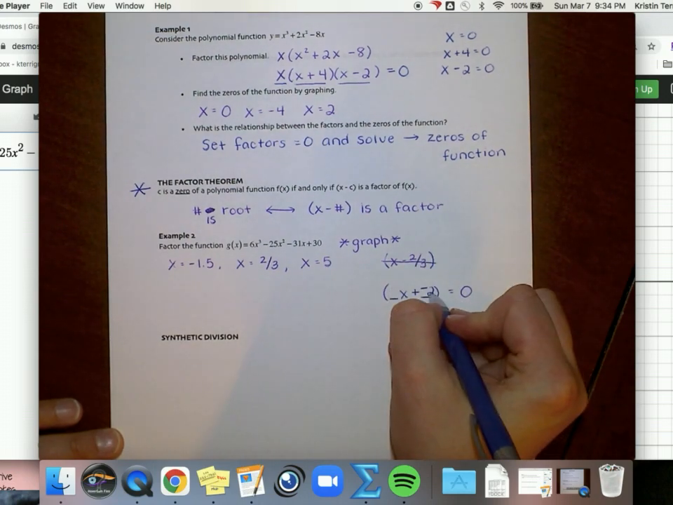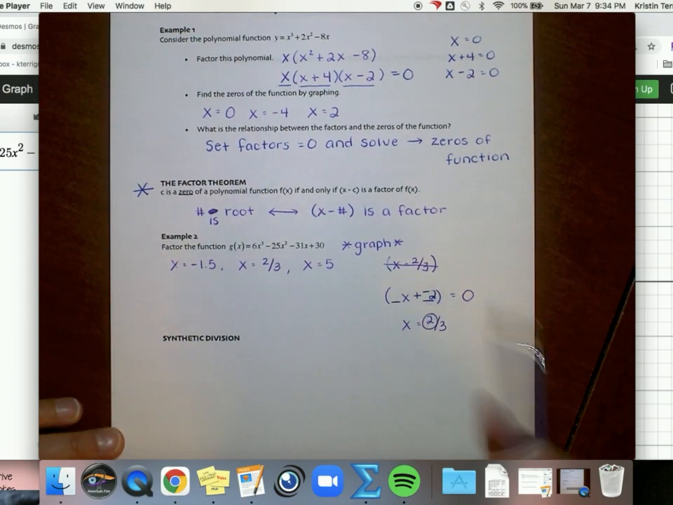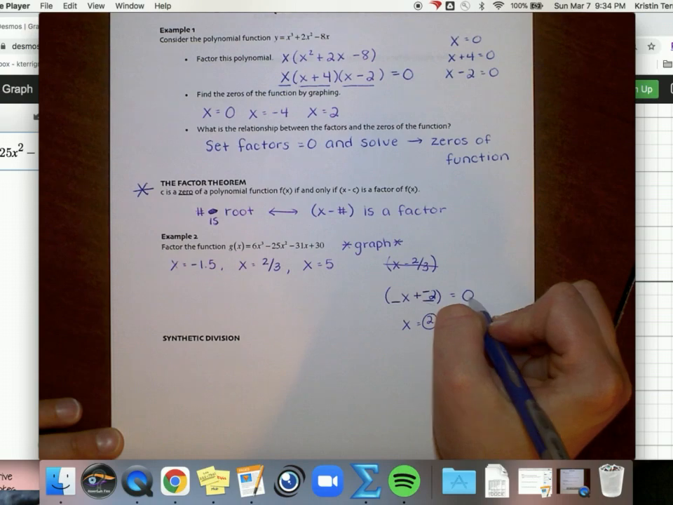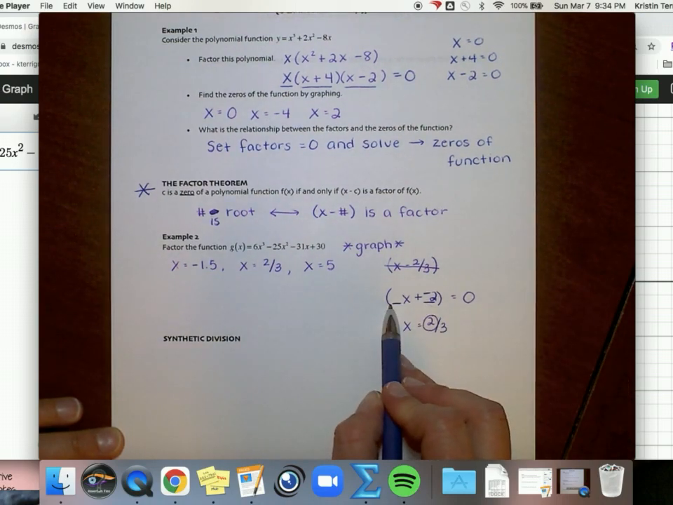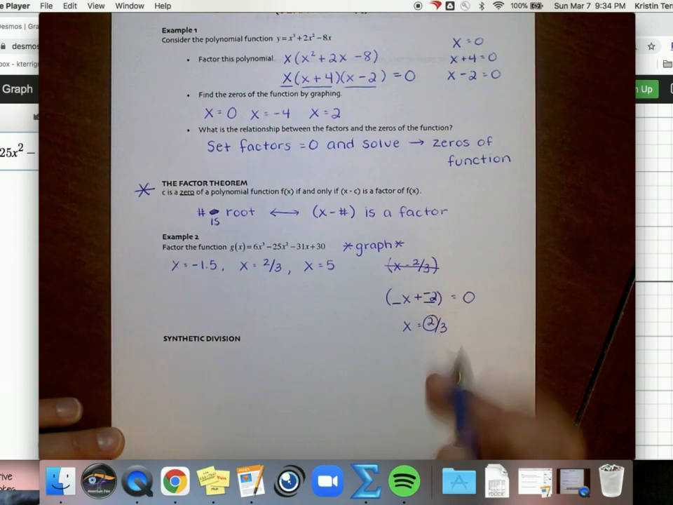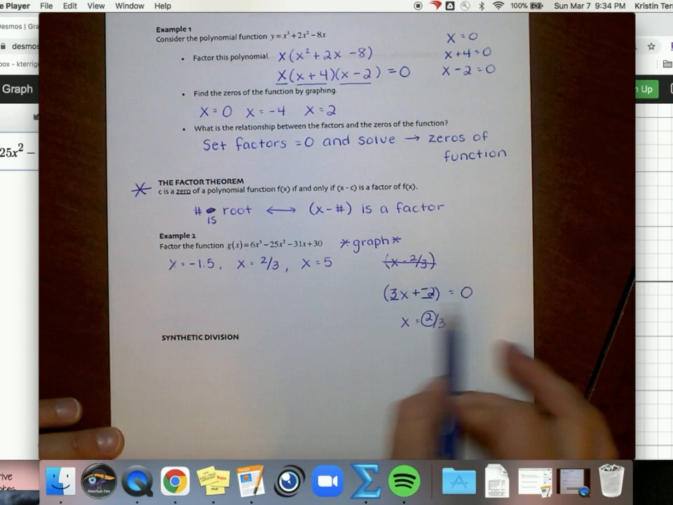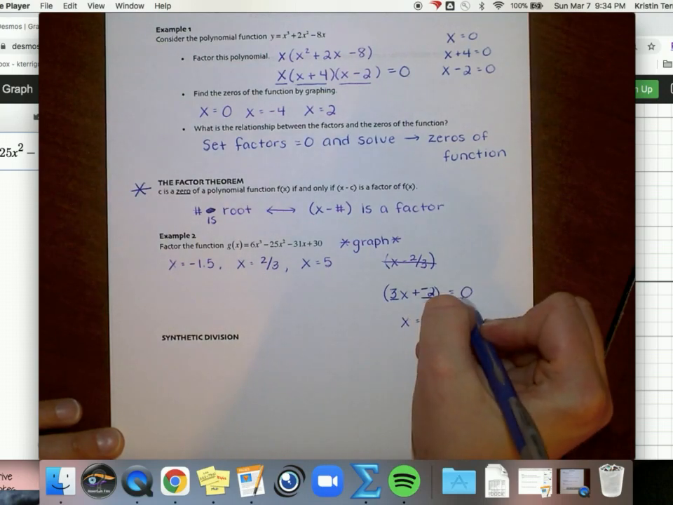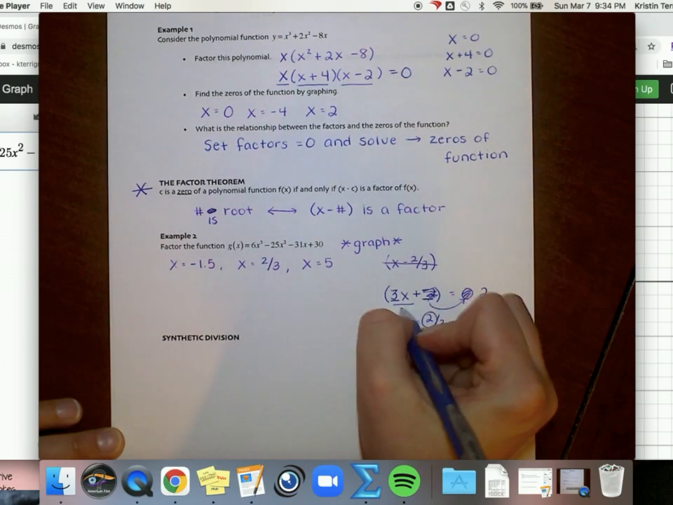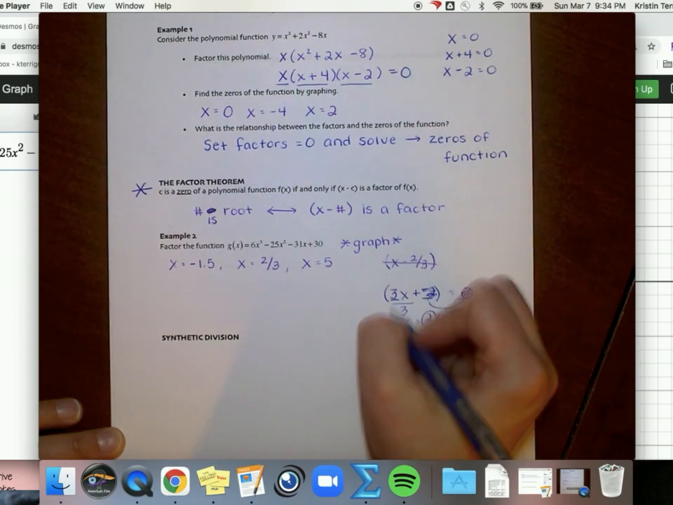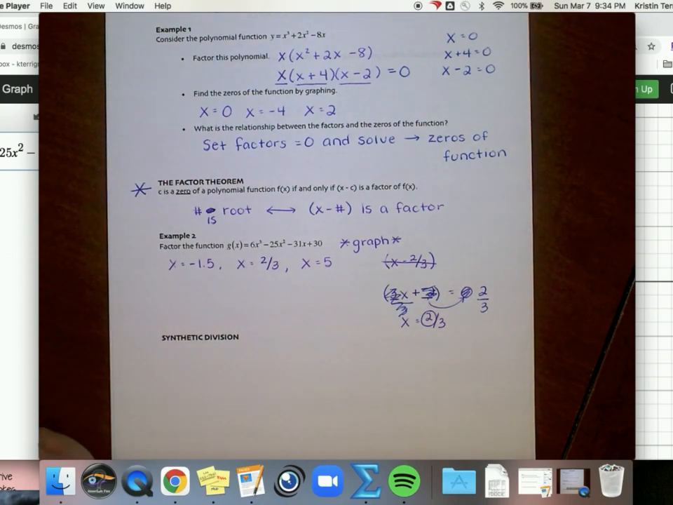Because if I put a -2 there, and I move it to the other side, then I would have an equals 2 on this side. And then I would divide by whatever number is in front of the x here. Well, if I make that a 3, then if I were to solve this thing, I add the 2 to the other side. And I divide by the 3. And voila, I end up with x equals 2/3 as a root.